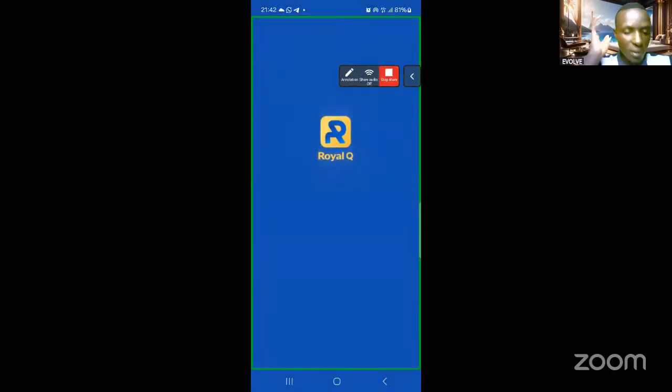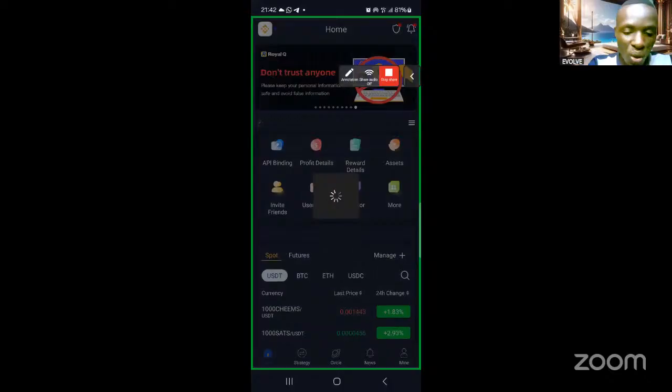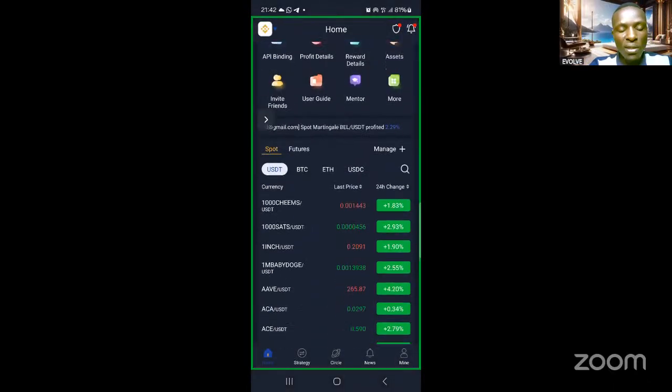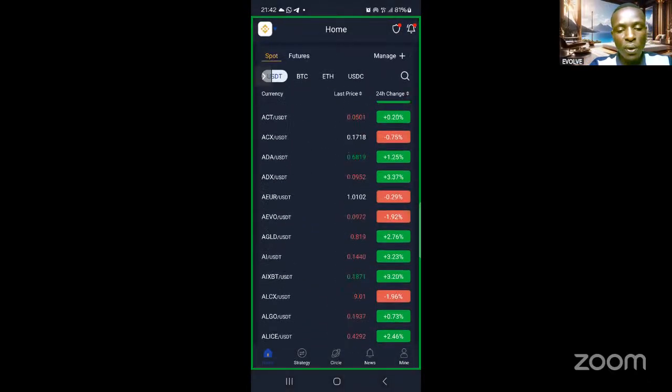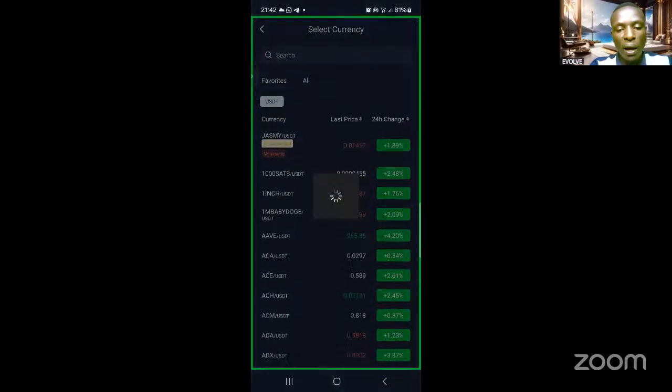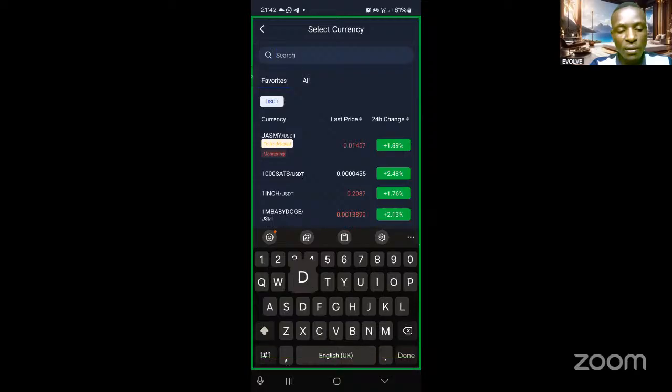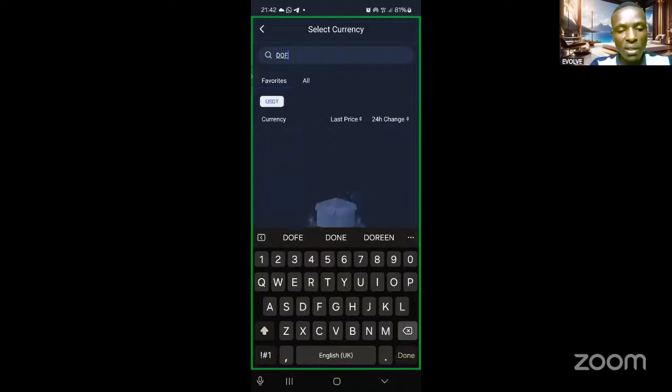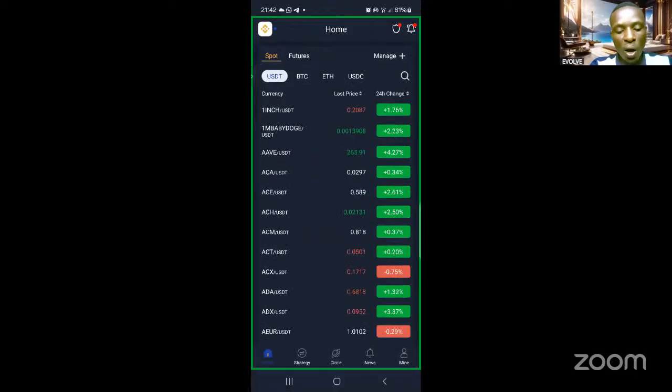Okay. When you go back to the home page, now search your coin. Search the coin you want to trade. Dogecoin, Doge. You search it. If you search it and you can't see it, make sure you search again.